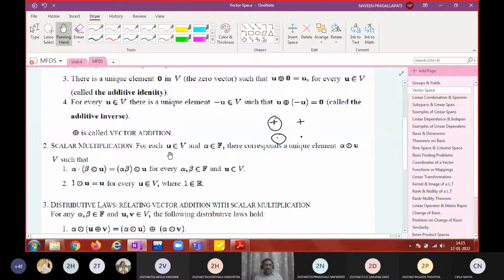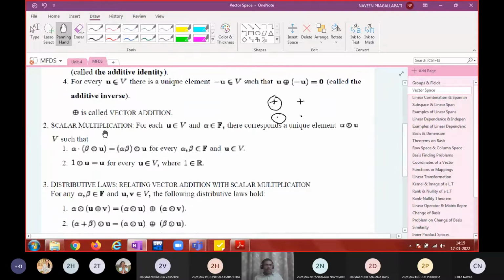So you take a vector, you take a scalar, then there is an operation called scalar multiplication between a scalar and a vector. If the resultant is also an element of V, then we say V is closed under the scalar operation dot. So V has to be closed under scalar multiplication and satisfy these two properties. It is like associativity: scalar into vector equal to scalar into scalar multiplied with a vector.